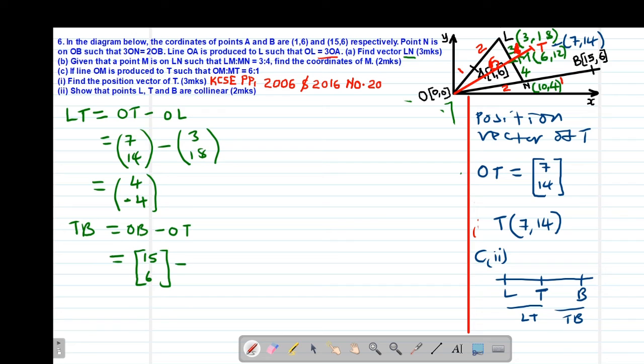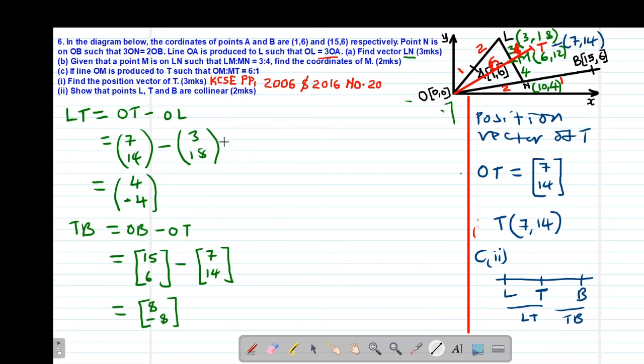Then we are going to subtract the coordinate for T. Coordinate for T was 7, 14. So this is 7, 14, which is going to give us the following. If I take 15 minus 7, I'm going to get positive 8. Then of course 6 minus 14, I'm going to get negative 8. So TB is 8, negative 8.